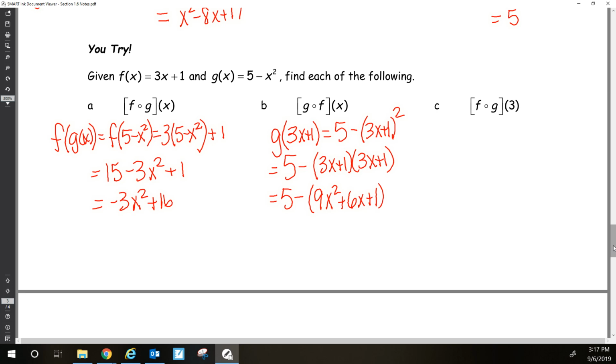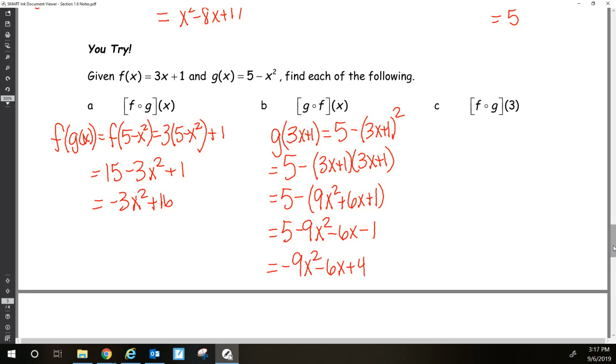This pesky little negative sign, though, means we're going to have to distribute it. So 5 minus 9x squared minus 6x, negative times 1 would be minus 1. See, if you lose your parentheses here, then you just have 5 minus 9x squared plus 6x plus 1. You've got to keep those parentheses there so you get your correct signs. And then putting it in standard form and combining like terms, I got negative 9x squared first, negative 6x, and then 5 minus 1 would be 4.